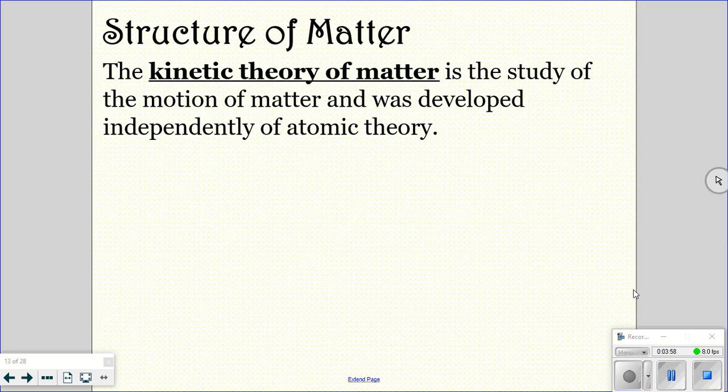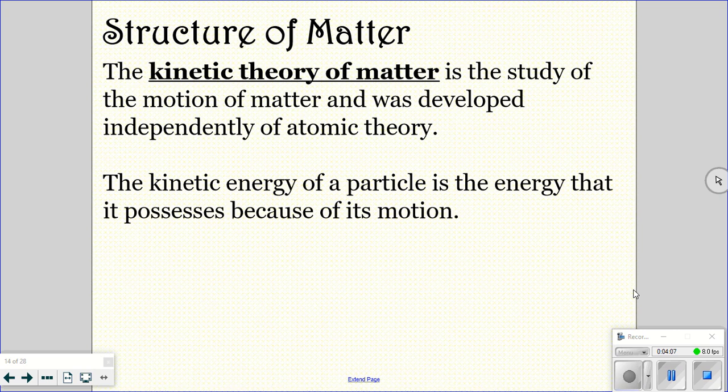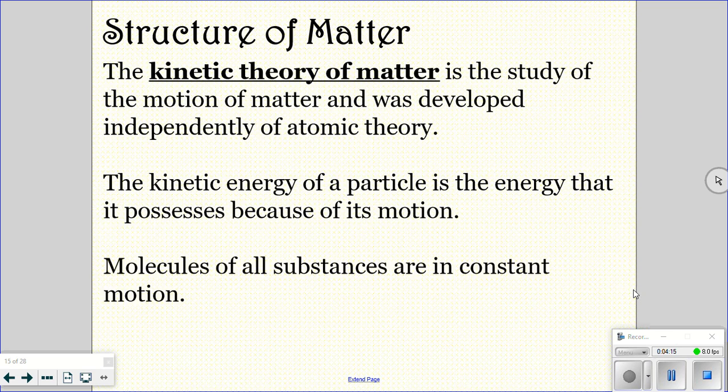The kinetic theory of matter is the study of the motion of matter, and it was developed independently of atomic theory. Kinetic energy of a particle is the energy that it possesses because of its motion. Kinetic deals with motion. So molecules of all substances are in constant motion.